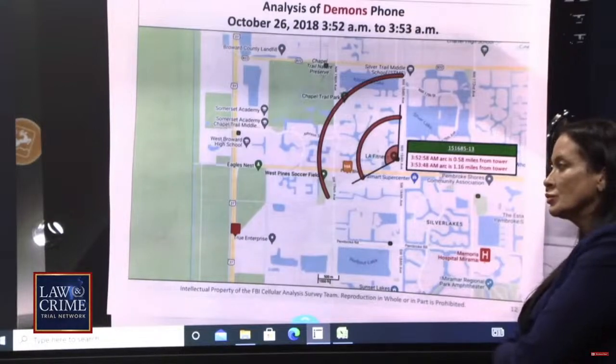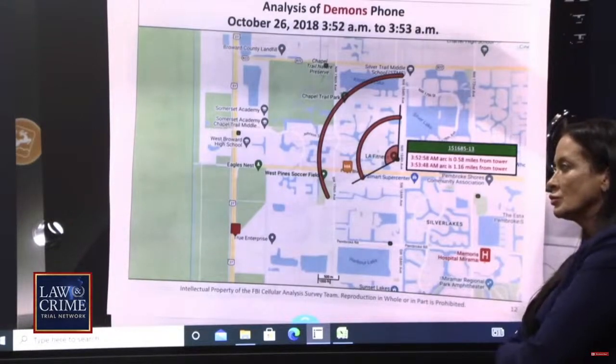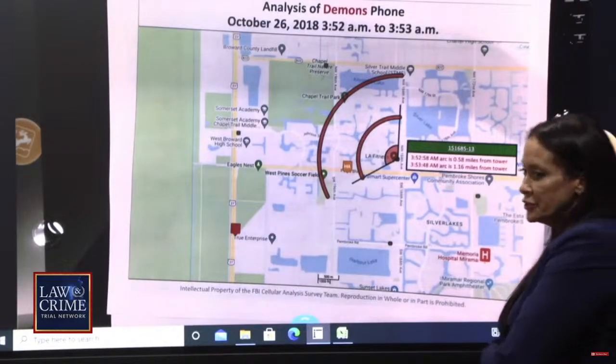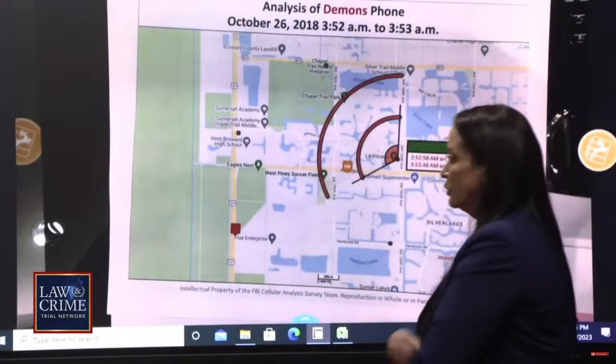My understanding is the defense is objecting to that exhibit. Is that correct? Yes, Judge. Does that include the maps? That does include the maps, Judge. So they're objecting to it.